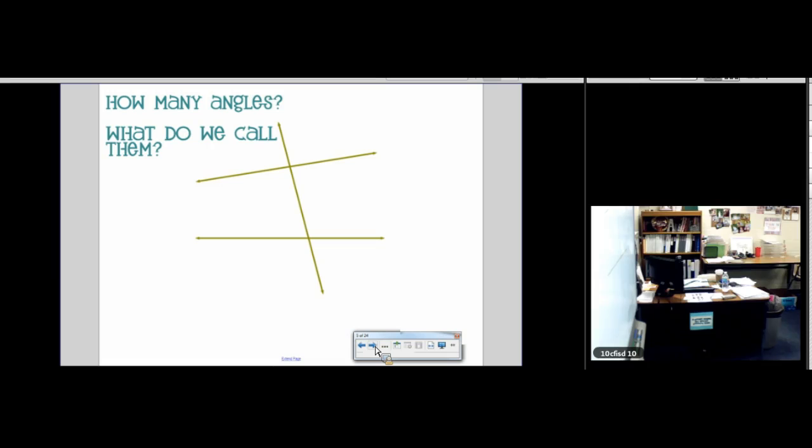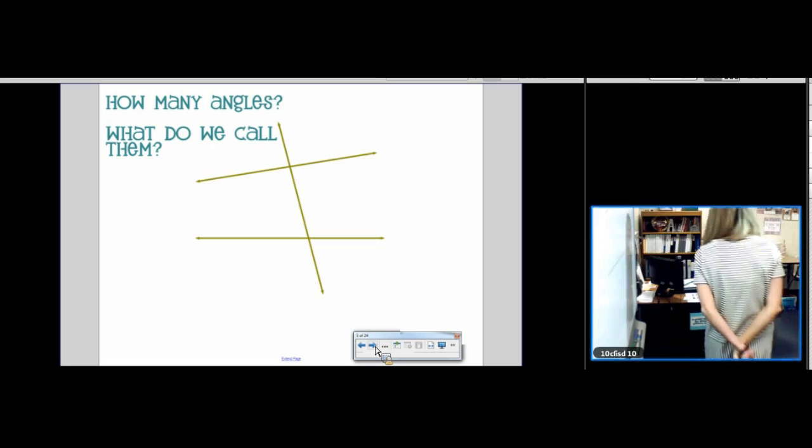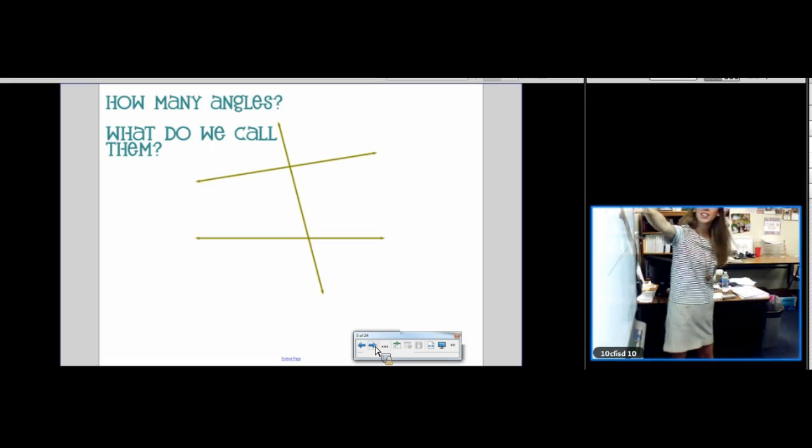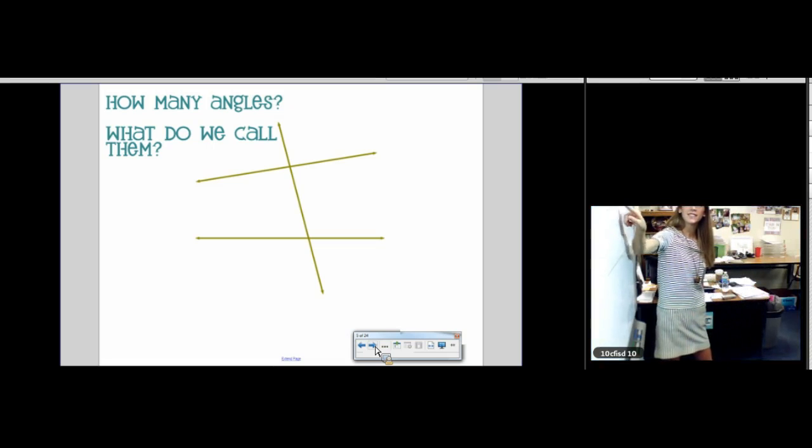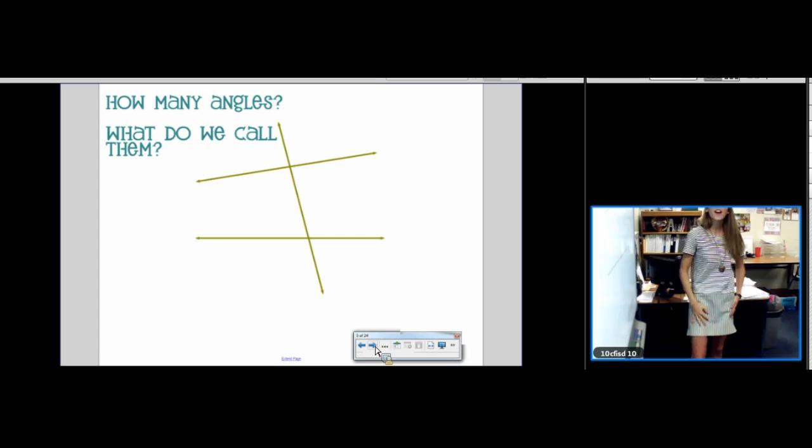Don't say it out loud. I wanted everyone to have a chance to count. So, how many are in this cluster? 4. And how many are in this cluster? 4. For a grand total of 8. So there are 8 angles.